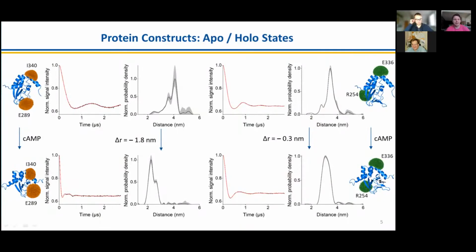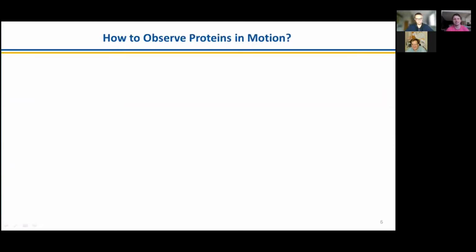So now we have the constructs. The next thing we should think about is how we can actually get the time resolution to find what is in between the extreme states, so in between apo and holo. So how can we observe proteins in motion?